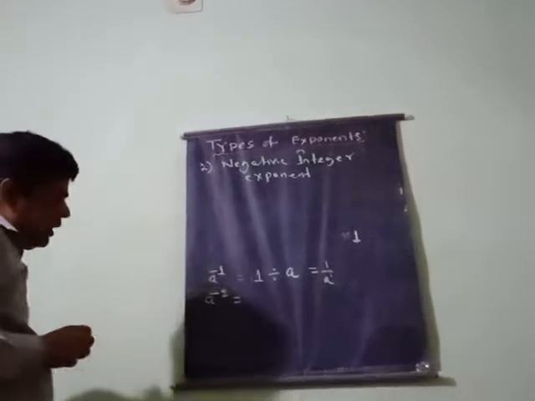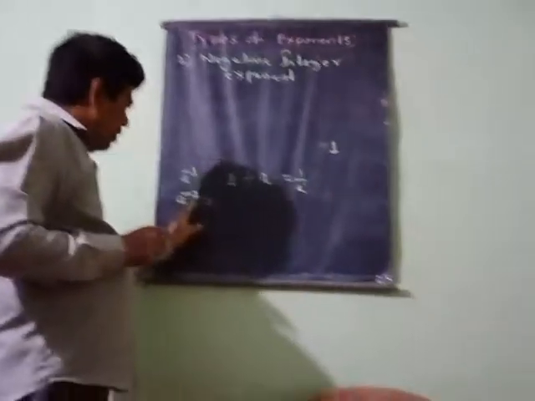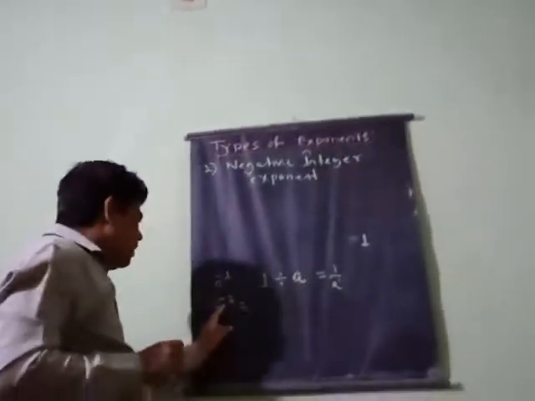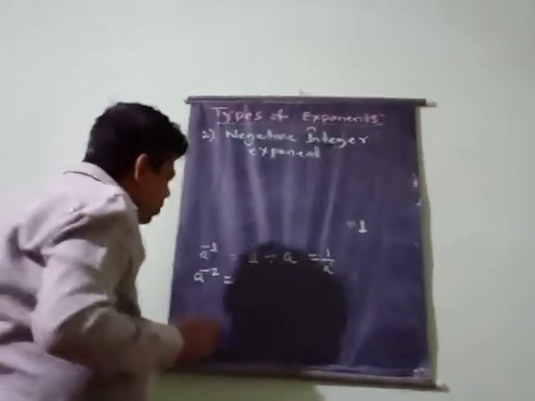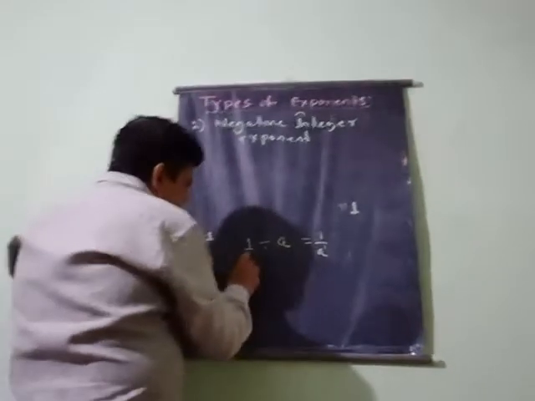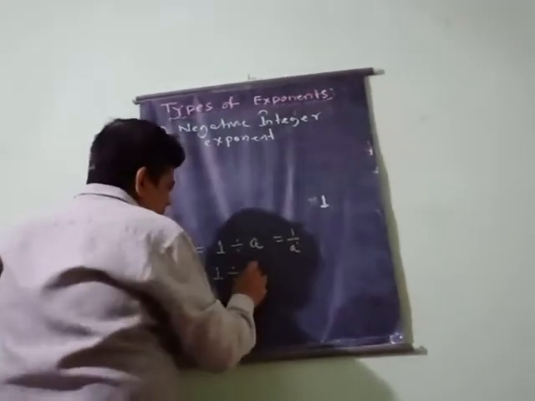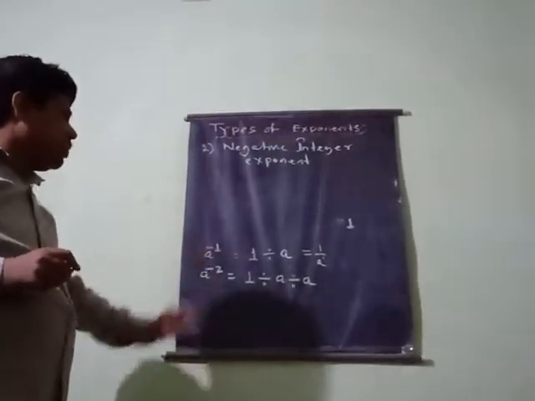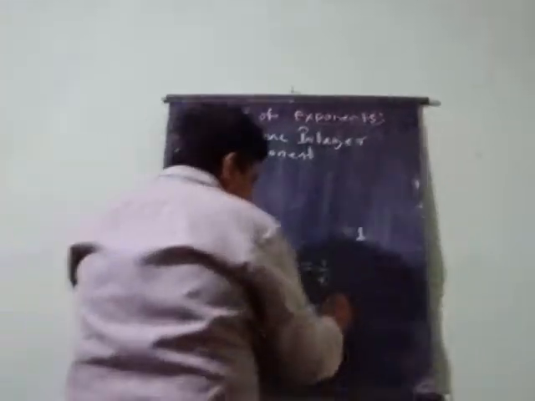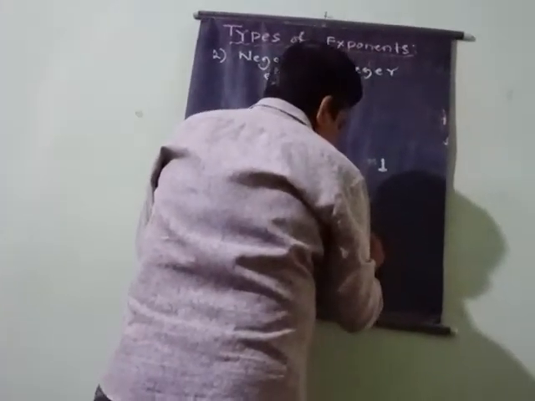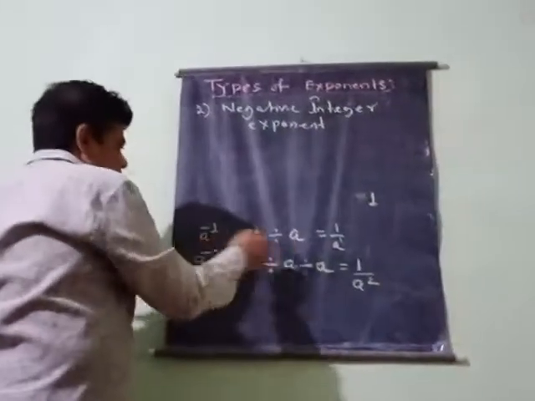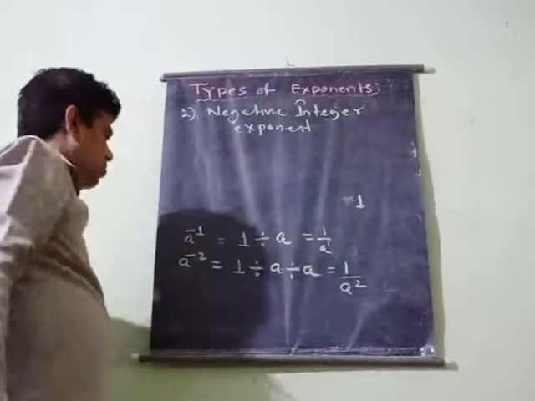a to the power minus 2 is similarly also a negative exponent because the power is a negative integer, which is minus 2. And this a to the power minus 2 can be defined when 1 is divided by the base a. How many times? What is the power? Minus 2. If you discard the minus sign, it will be 2 times. It means it will be 1 divided by a square. So a to the power minus 2 is equal to 1 divided by a square.